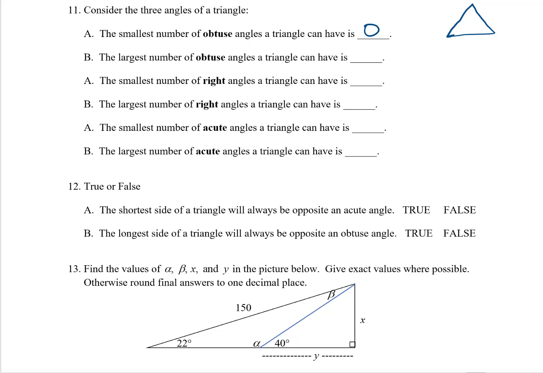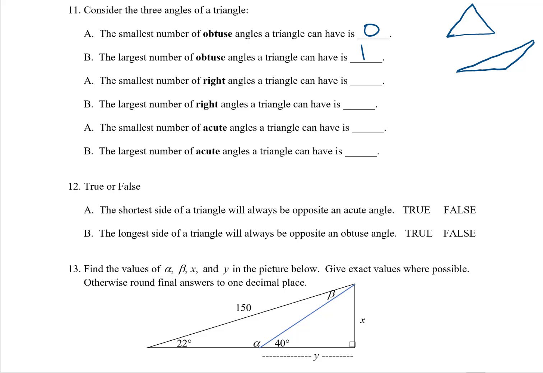Well, an obtuse angle is an angle that's between 90 and 180. If you have even just one of those, you're already using up so much measurement in your triangle that the other two angles would have to be acute. Like if one of the angles was 100 degrees, that only leaves you 80 between the other two, so you couldn't fit in another obtuse angle.